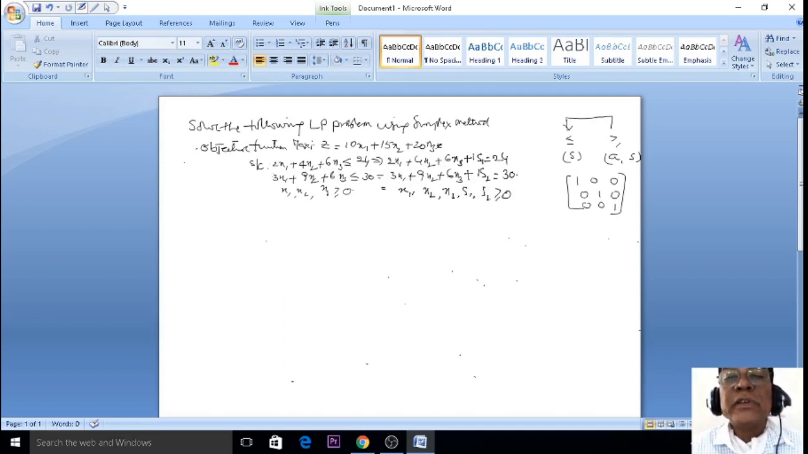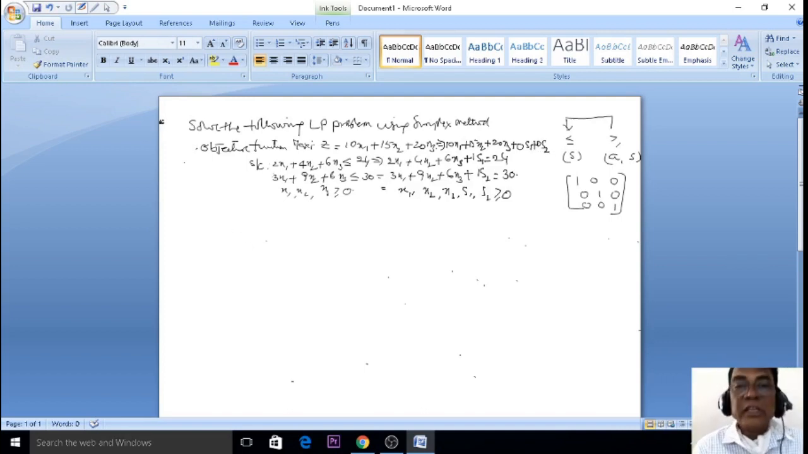Now, how to convert the objective function? This is a very important point. Objective function z is equal to 10x1 plus 15x2 plus 20x3, and because we introduced only two slack variables, plus 0s1 plus 0s2. Finish.